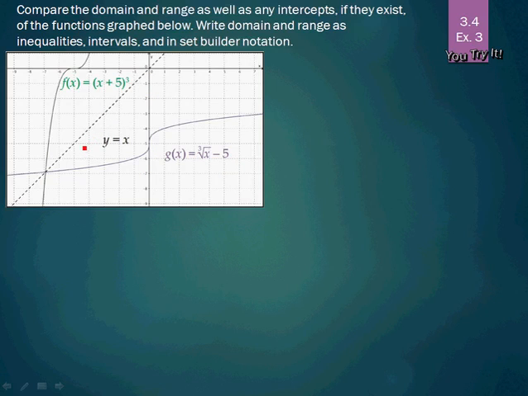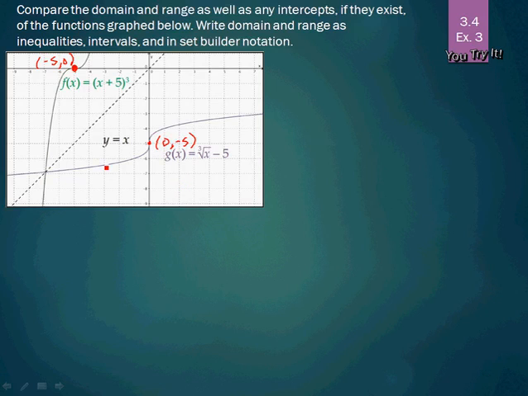And let's go ahead and just point out the intercepts that we see. On f of x, we have the x-intercept at negative 5, 0. And on g of x, we have the y-intercept at 0, negative 5. We can't see the other two intercepts, so we'll have to find those.